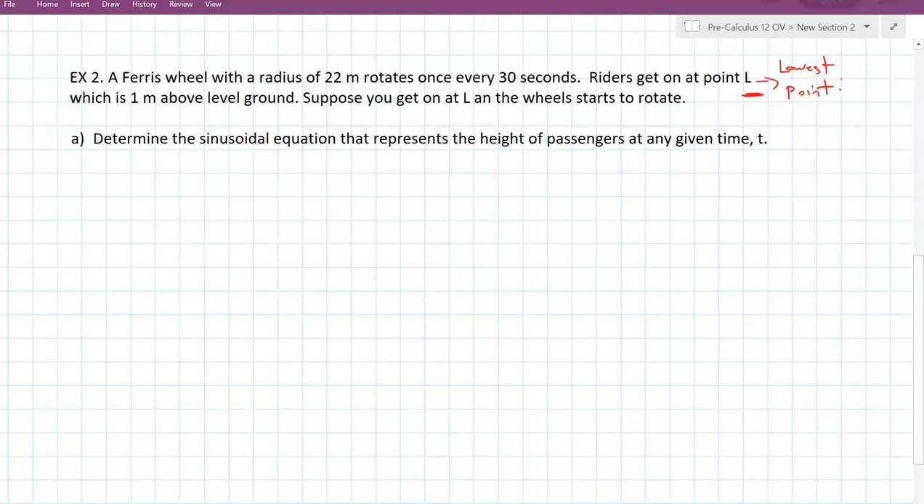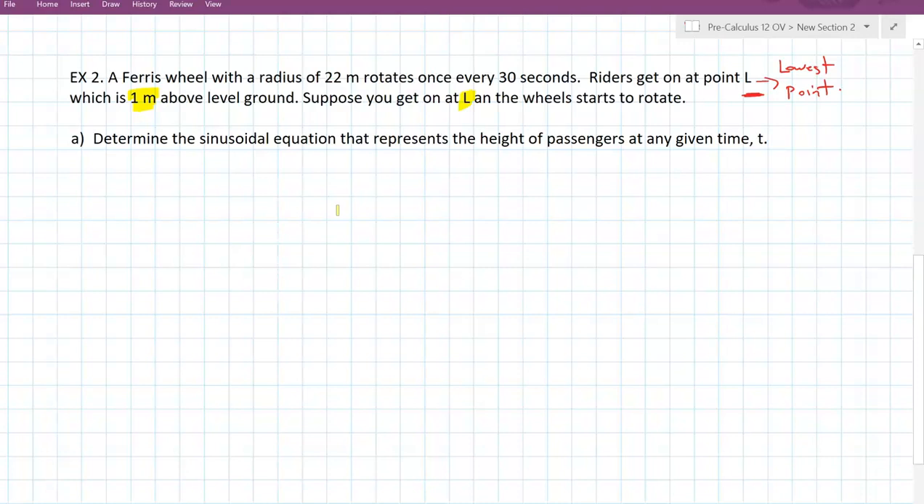Make a note, it is 1 meter above the ground. And suppose you get on at L again, so this is the value at L where you get on to start the rotation. Determine the sinusoidal equation that represents the height of the passenger at any given time.